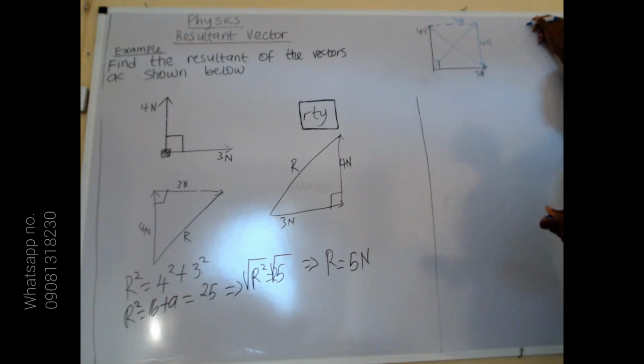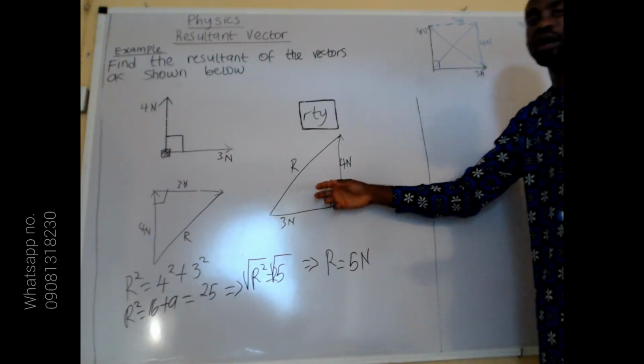Now, this is what I said you should avoid. You just leave 4 Newton and 3 Newton. So people just join it at once together, which is not extremely right, but it will give you the same answer. Now, this is what you are supposed to have done.